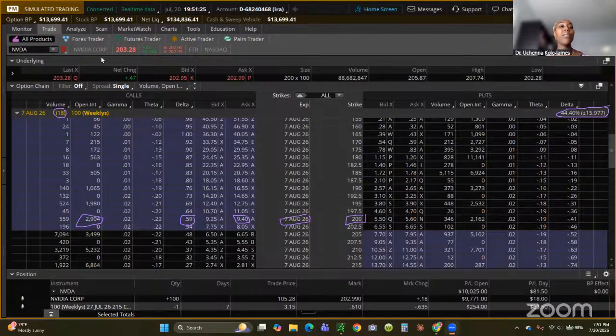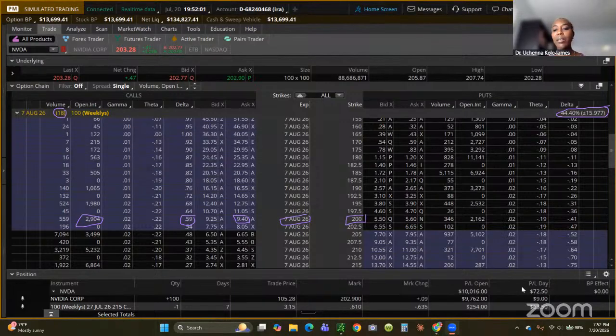If you believe that NVIDIA is going to go up, you could put on this trade because it fits our rules. The open interest is high, 2,904. The volume's at 559. The delta is not where I want it to be, but that's okay because it fits my price target. So once I get into this trade, I need NVIDIA to go up. Okay? So that's basically the rationale of how you would pick that option.